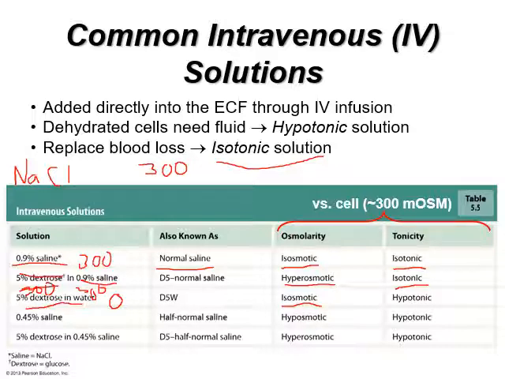So if we compare 0 to 300, the water is going to move into the cell. And that makes the solution hypotonic. A hypotonic solution, water moves into the cell. So this goes towards the tonicity. You don't want to put a huge amount of hypotonic solution in, but if you've got a dehydrated person, you might want to put some hypotonic solution in to puff up the cells and bring the hydration back.